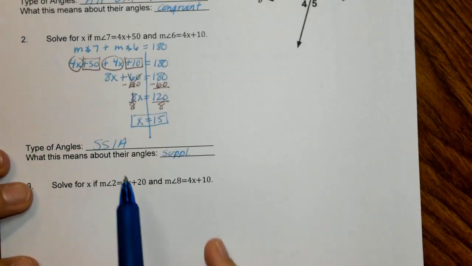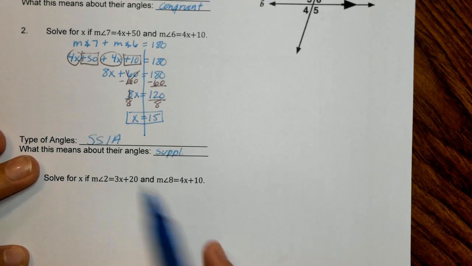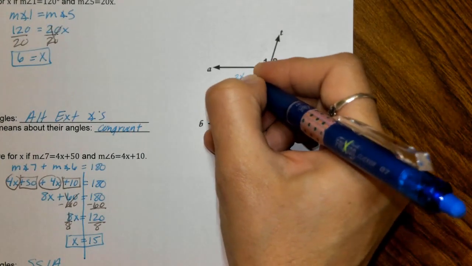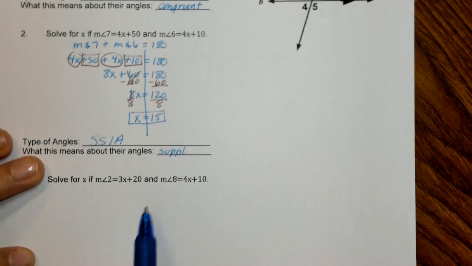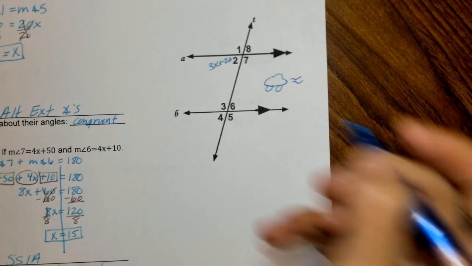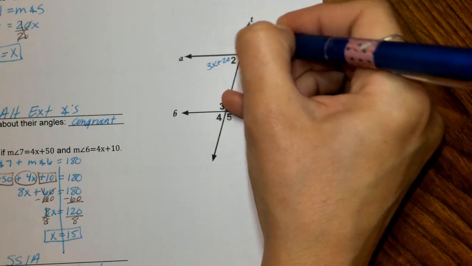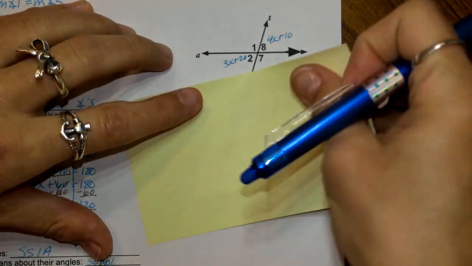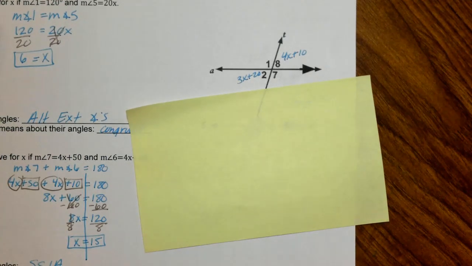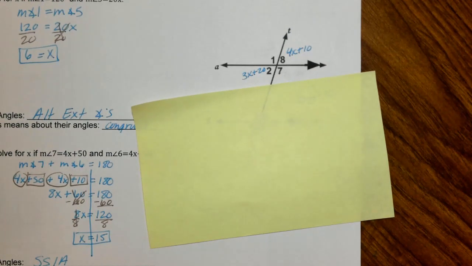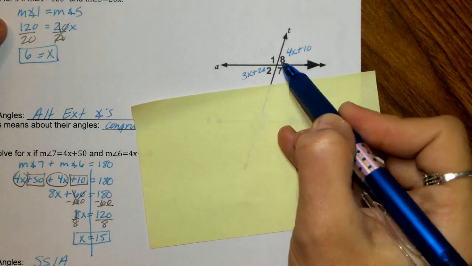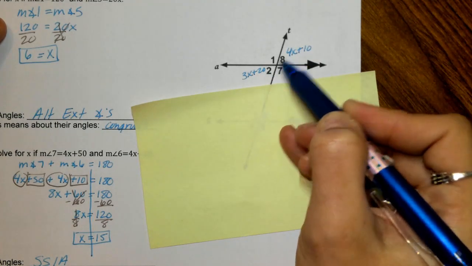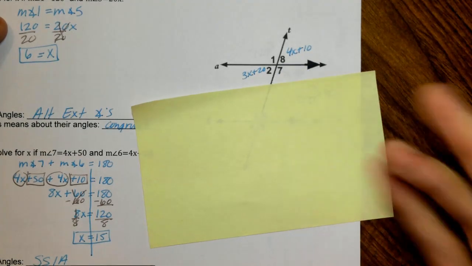We're going to be looking at the measure of angle 2 is 3x plus 20. And the measure of angle 8 is 4x plus 10. We are seeing here that we are only involving one intersection. Okay, 2 lines, 1 intersection. We're not using one of these alternate or same sides or corresponding. Here we're going to notice that angles 2 and 8 are one of our old school angles across the vertex, vertical.